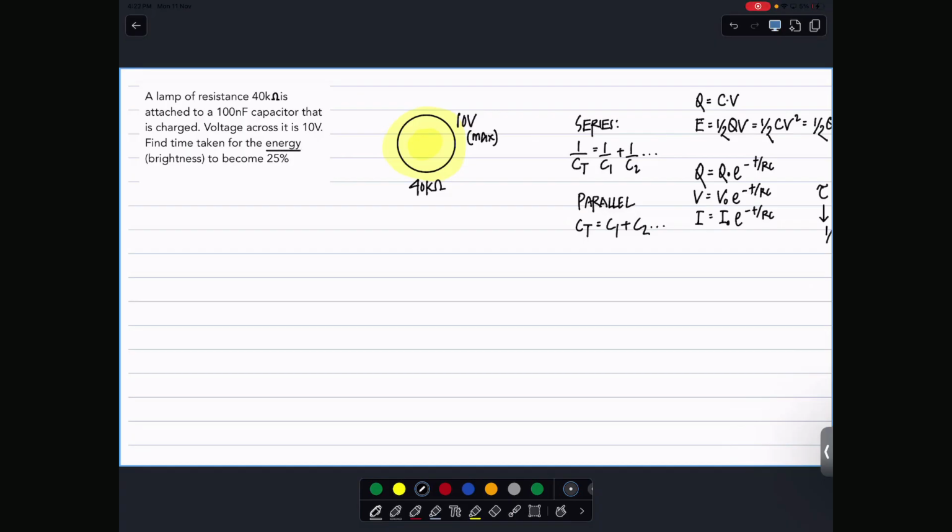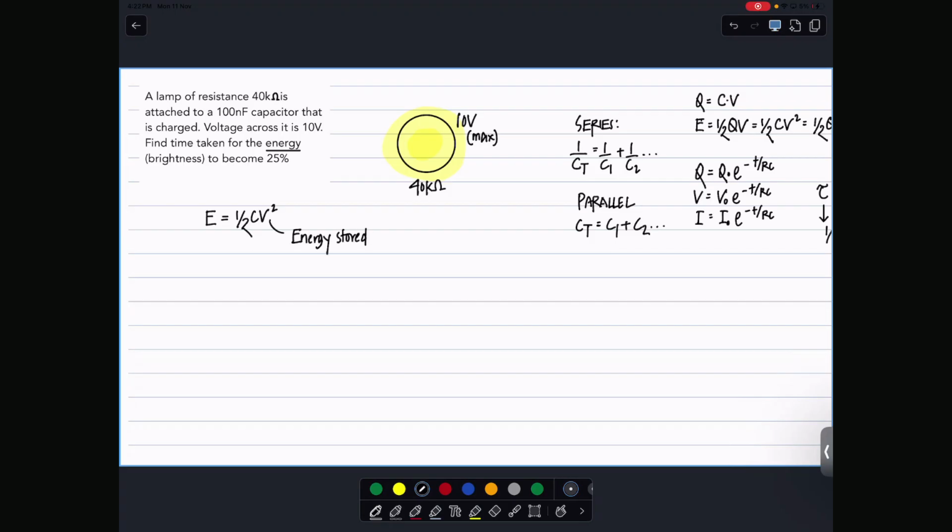What does the energy of the lamp depend on? The energy of the lamp, or the brightness, is going to be based on what? The energy that the capacitor provides. The energy that the capacitor provides is your brightness, right? So the energy of a capacitor is what? Half CV square. Now this value that you see here, is this the equation for energy dissipated or energy stored?